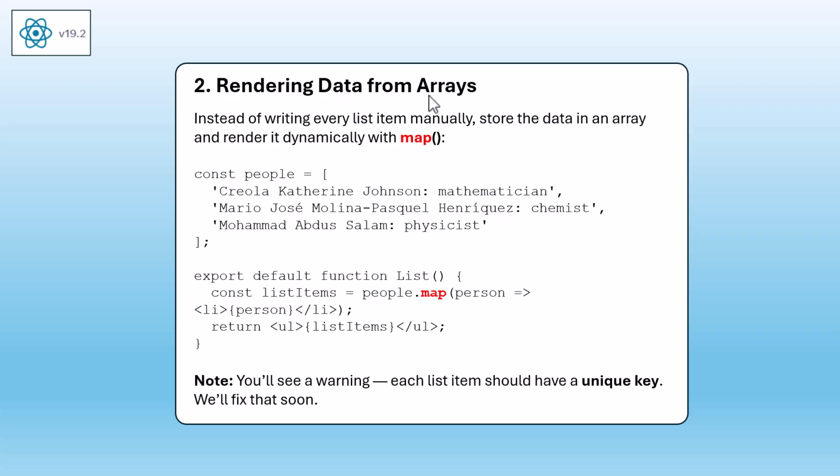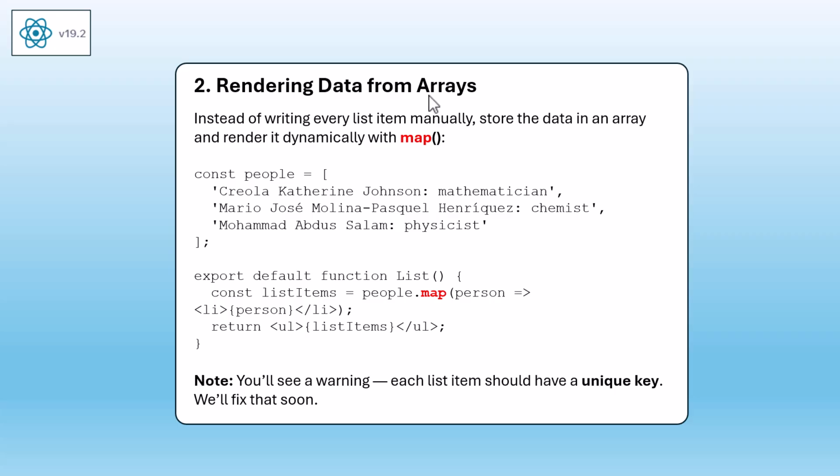Imagine you have a list of people with their professions. Each list item is basically the same structure. The only thing that changes is the data inside it. When building interfaces, it's much more efficient to store the data in an array or in objects, and then use JavaScript methods to render the list dynamically.